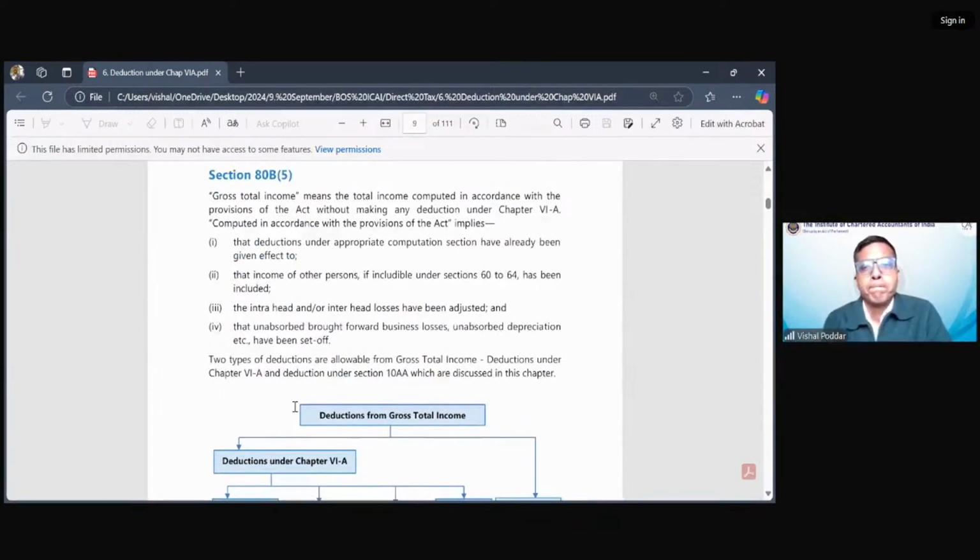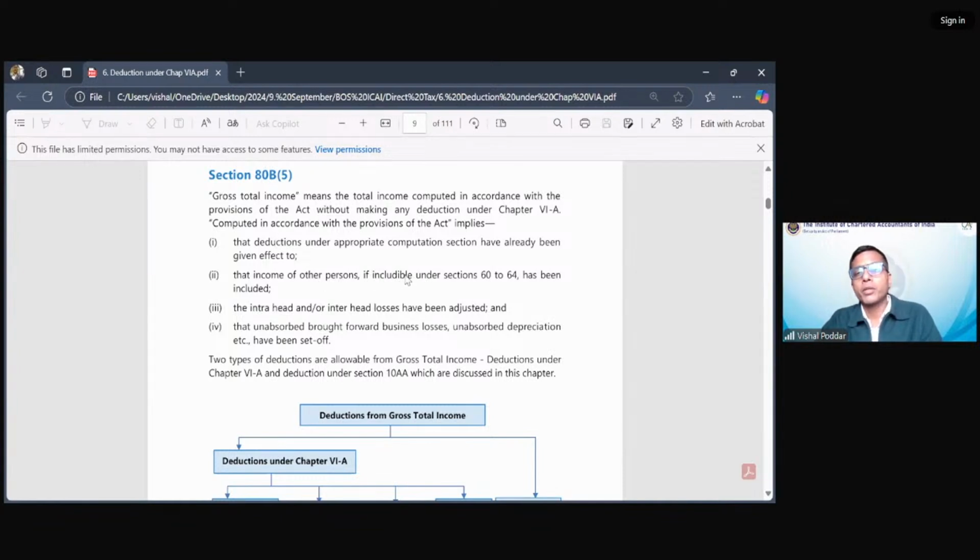Now, section 2(45) says what? Gross total income means the total income computed in accordance with the provisions of this Act without making any deductions under Chapter 6A. Obviously, that is what GTI is, because after you deduct Chapter 6A, it becomes TI. TI means total income. So what is GTI? GTI is the income before allowing deductions. Now, computed in accordance with the provisions of this Act, what does this phrase mean? It means that deductions under appropriate sections have already been given effect. So you should claim deduction under respective head.